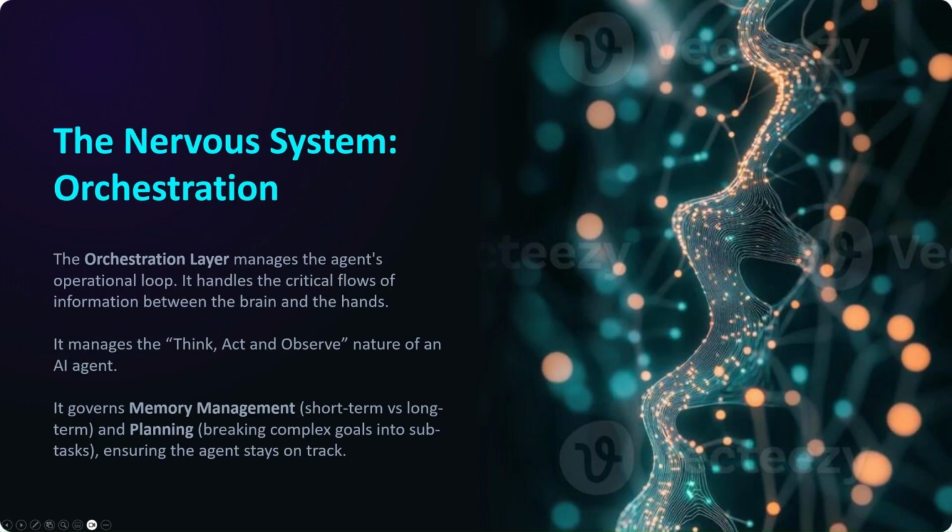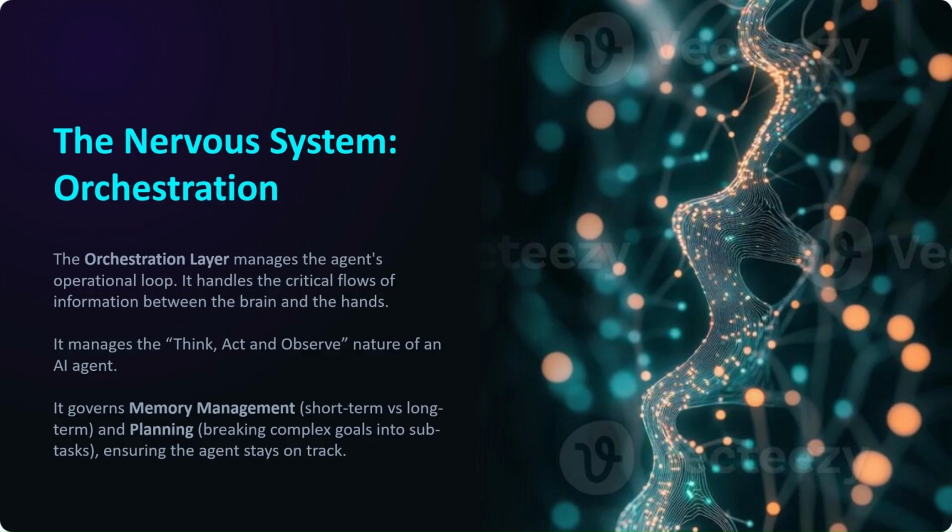Connecting the brain and hands is the orchestration layer, which acts as the nervous system. It governs how the agent takes in information, performs some internal reasoning, and uses that reasoning to inform its next action or decision. It handles planning, memory, and reasoning strategy execution. In general, this operation loop of the orchestration layer will continue until the agent has reached its goal or a stopping point. The complexity of the orchestration layer can vary greatly depending on the agent and task it is performing.